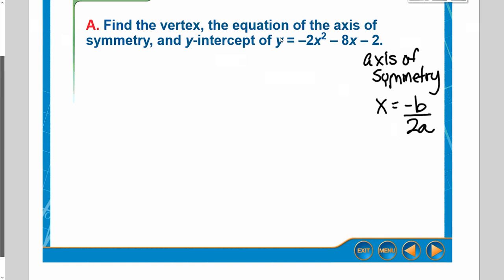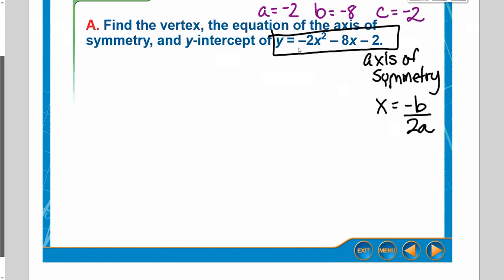So let's look at our equation right here. We're going to identify what a, what b, what c is. So a is -2. Good job. b is -8, and c is -2. Remember, the formula was like ax squared plus bx plus c, right? So a is whatever's in front of x squared, b is whatever's in front of x, and c is whatever's in front all by itself.